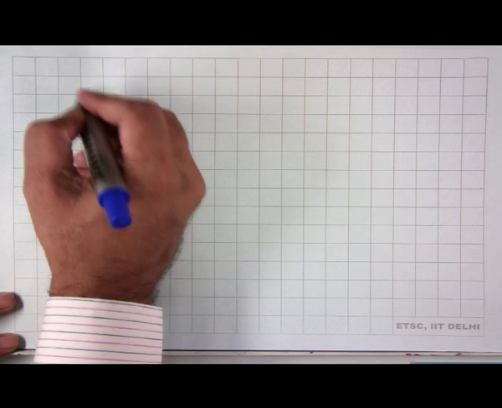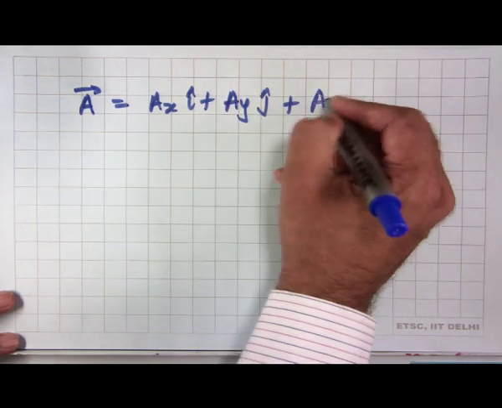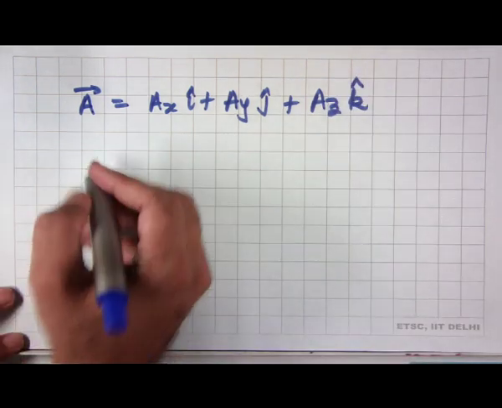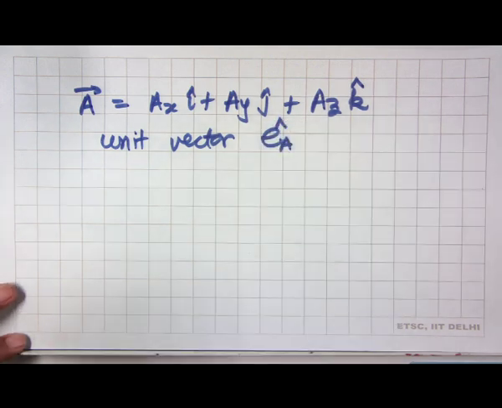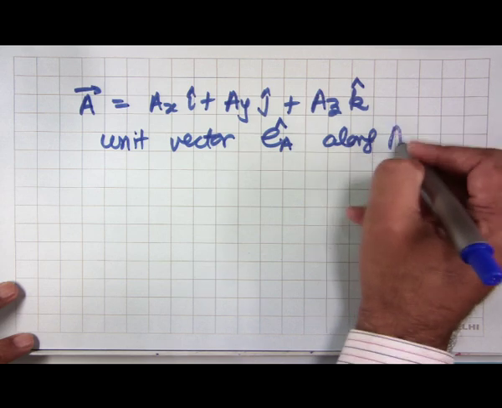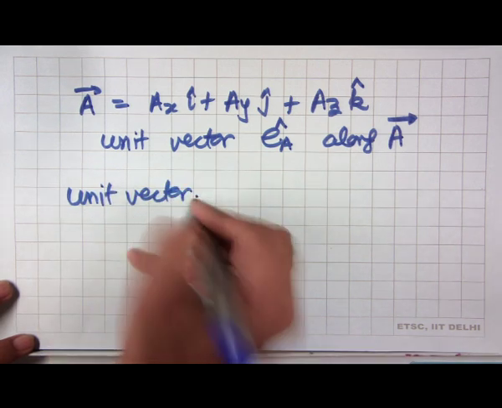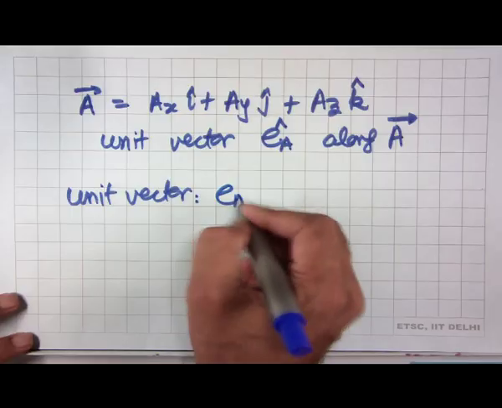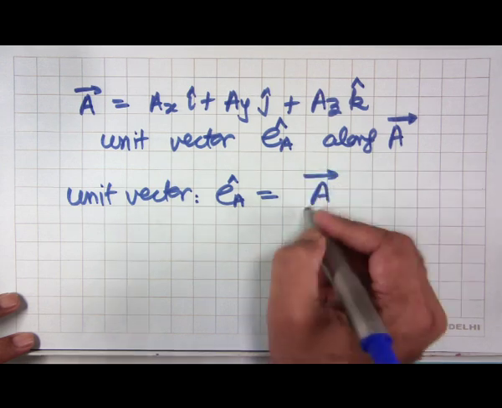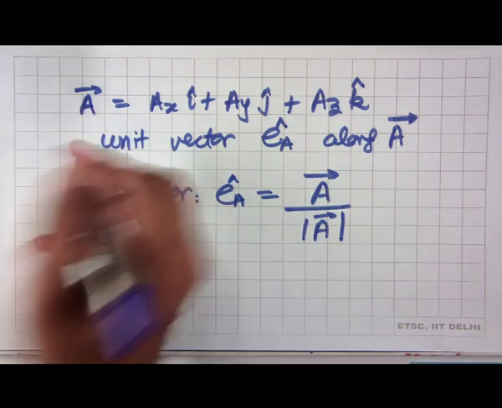Now, suppose we have a vector A which is given by AX i plus AY j plus AZ k, and we want to find the unit vector, which we represent as E sub A with a hat, along A. The unit vector we know will be a vector of magnitude 1 along direction A. So, this unit vector E sub A will be equal to vector A divided by the magnitude of vector A. To find the magnitude of vector A, we will take the dot product of A with itself.